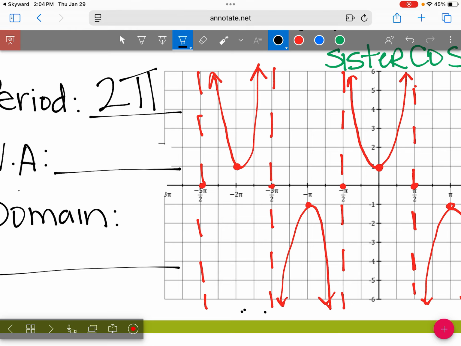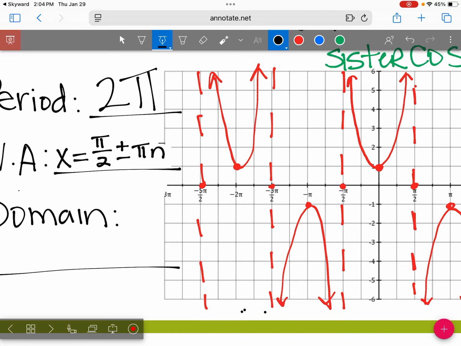So our vertical asymptote, we're going to write, starts at x equals pi over 2. And then it's plus and minus pi n. And the n represents that it repeats. That's why we put the n there. N just says it keeps repeating. Every 180 degrees, we have an asymptote. That's why we put n.